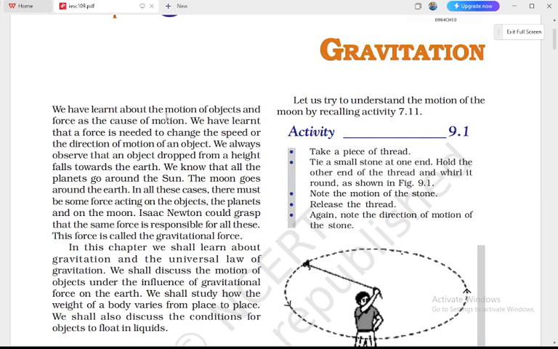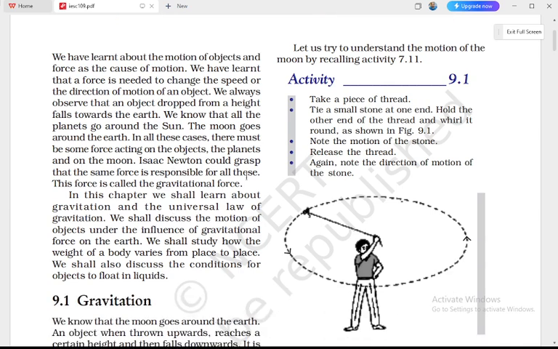We have learned about the motion of objects and force as the cause of motion. We have learned that a force is needed to change the speed or direction of motion of an object. We always observe that an object dropped from a height falls towards the earth. We know that all the planets go around the sun. The moon goes around the earth. In all these cases, there must be some force acting on the objects, the planets, and on the moon.